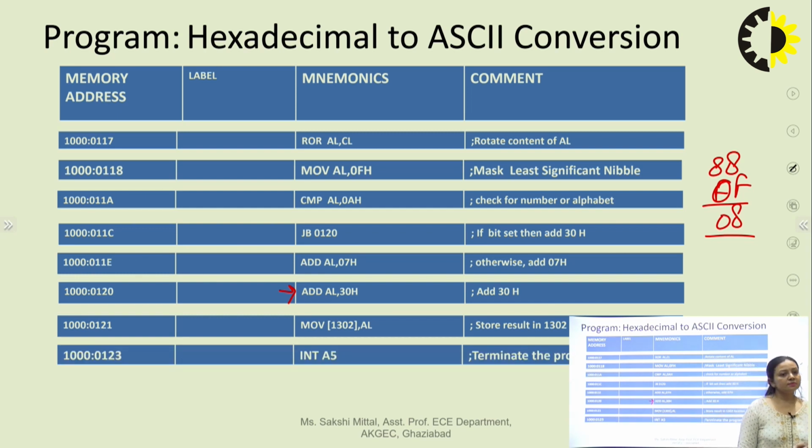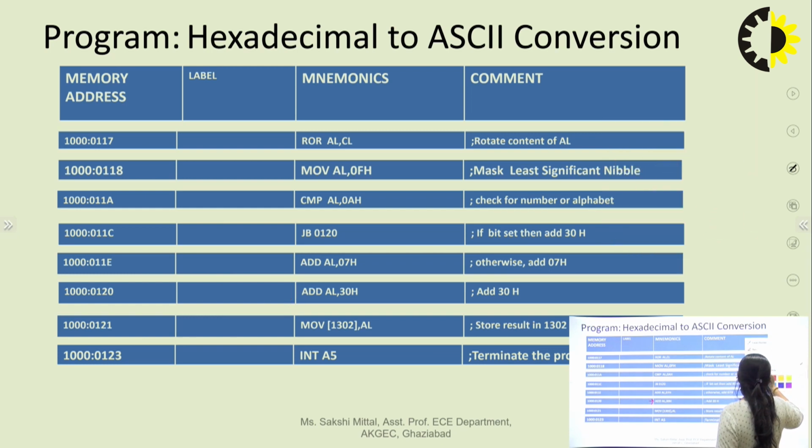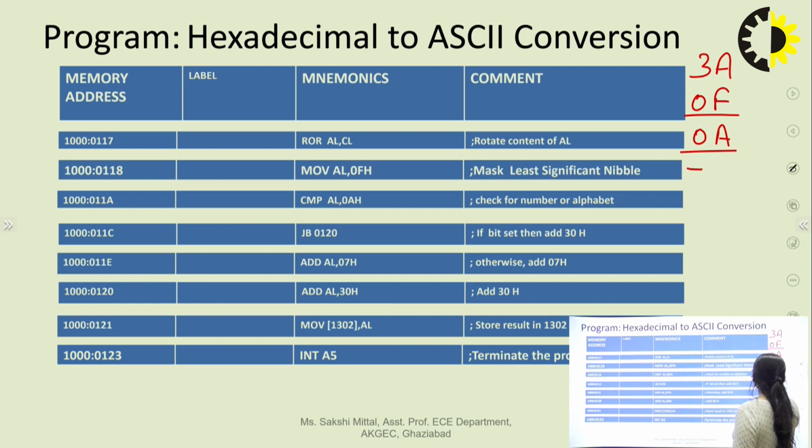The result is 38. Again I take another example. Suppose I have got an input like 3A. So what will happen? First you will just perform the masking on this. You will get 0A. If you have got 0A, you will add 37 and you will get the answer as 41H, which you will display. So this is one of the answers, 41H.